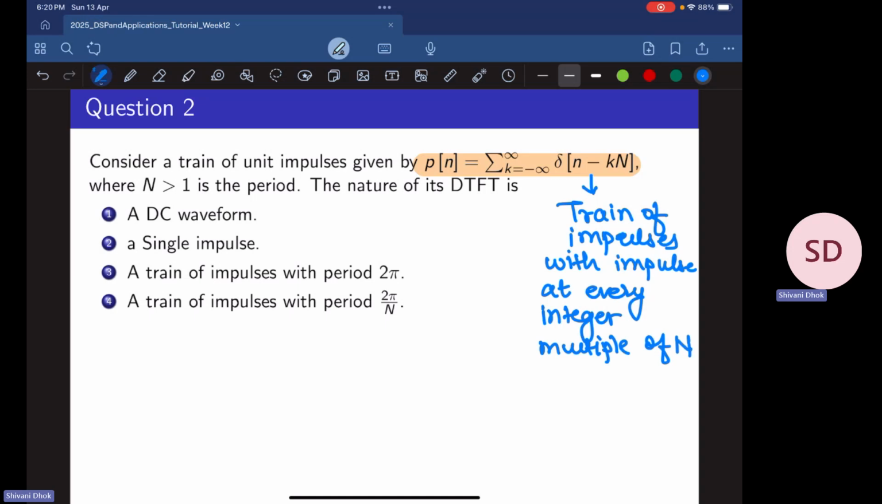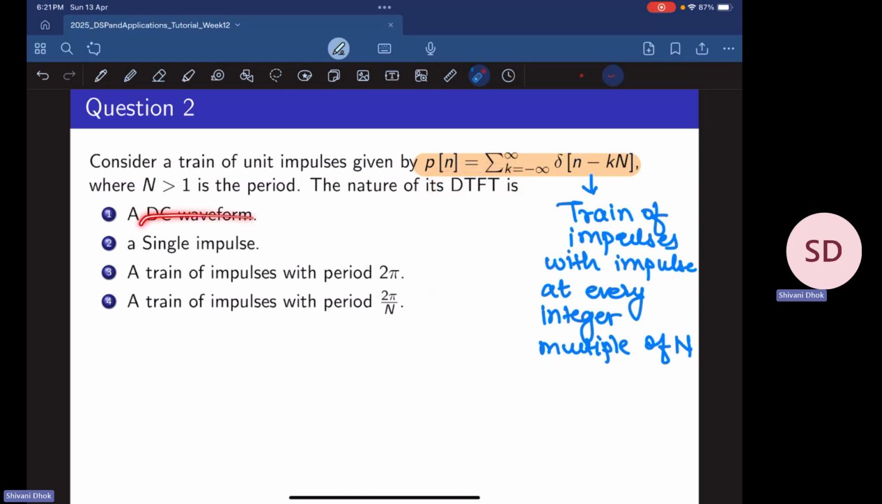Okay. So what it says, consider a train of impulses given by this equation, where N is greater than 1 is the period of this impulse. That simply means whatever I have written here, that an impulse is present at every integer multiple of capital N. Now it's asking us what is the nature of its DTFT. And here we have 4 options.